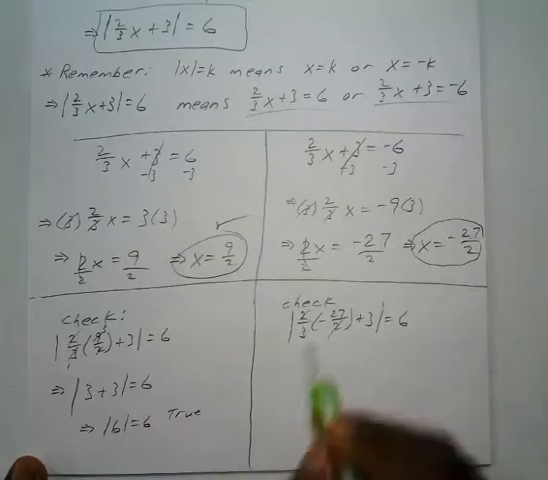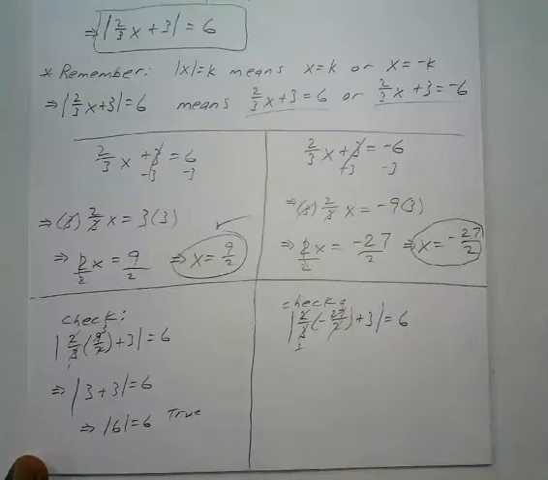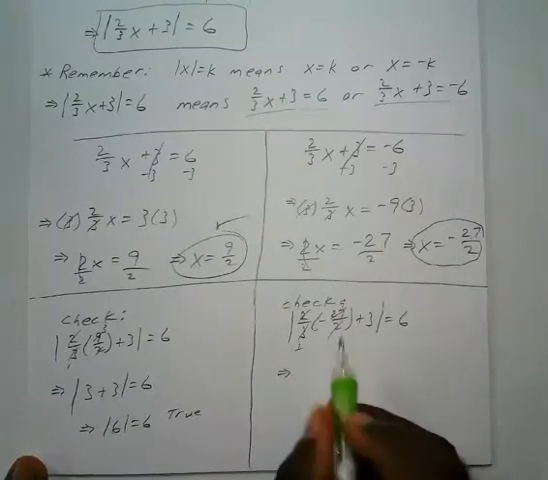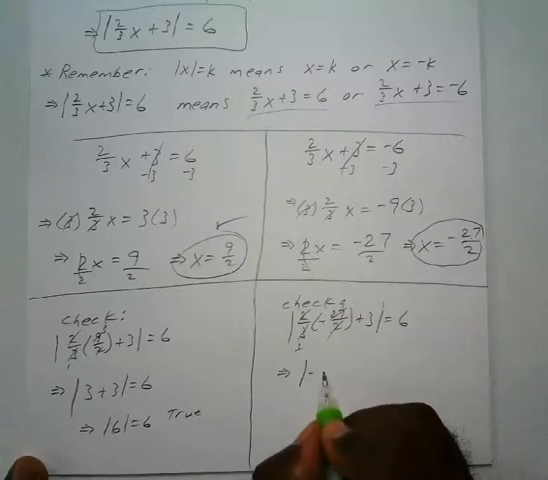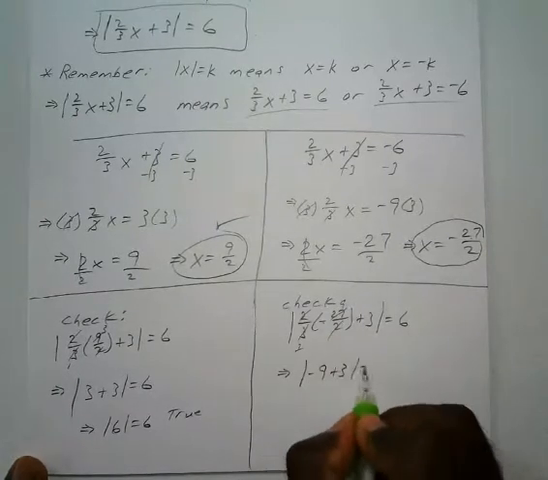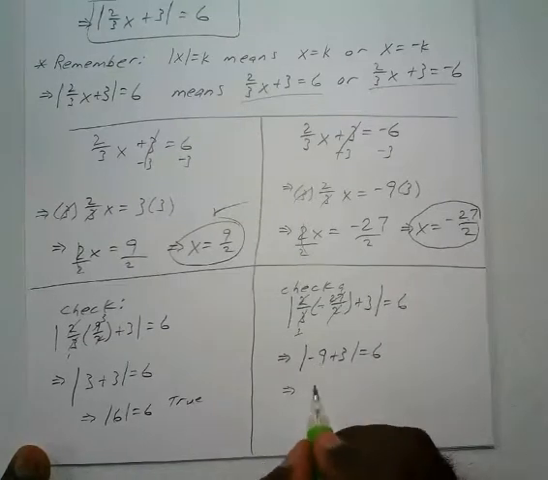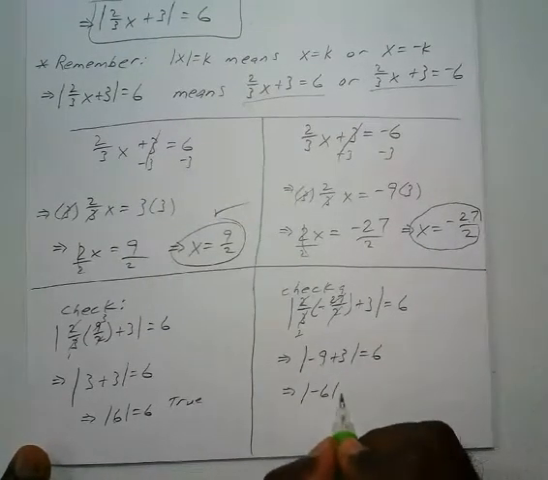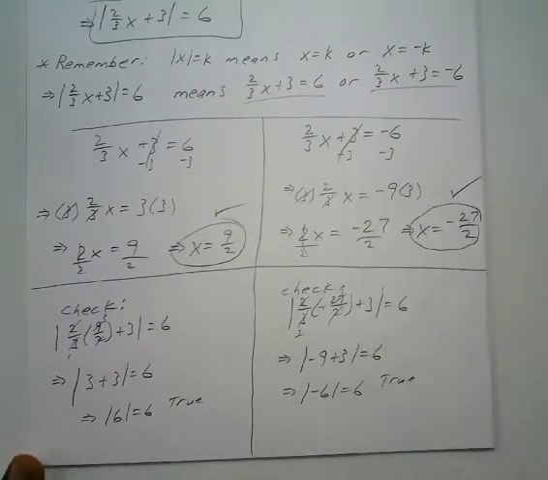Okay, so those 2's cancel out. This 3 cancels out, and this becomes a 9. So we have the absolute value. Remember that negative is still there, so you have negative 9 plus 3 equals 6. Negative 9 plus 3 is negative 6, so the absolute value of negative 6 equals 6, which is true. So that answer is good. Okay. Remember, you don't have to check it, but it is highly recommended.